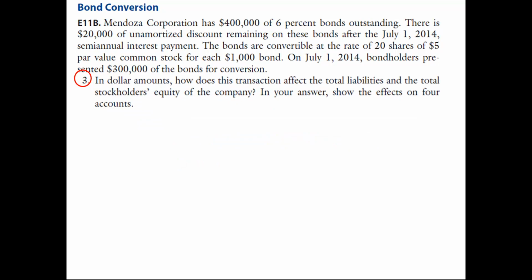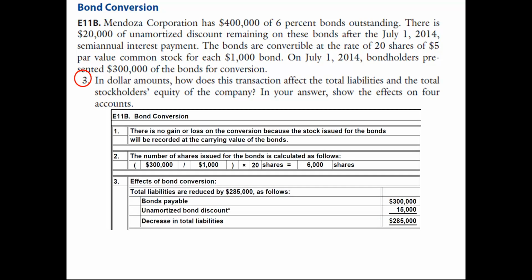So from this point, in part 3, we're looking at dollar amounts. How does this transaction affect the total liabilities and the total stockholders' equity of the company? First of all, we look at the effects of the bond conversion. Overall, the total liabilities are going to be reduced by $285,000, because here's what's happening.